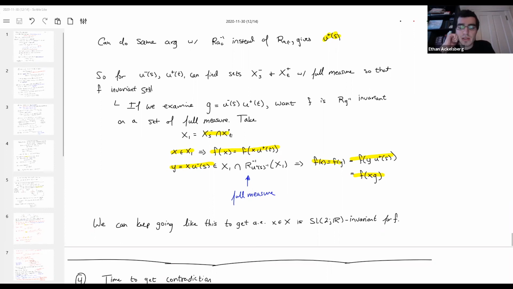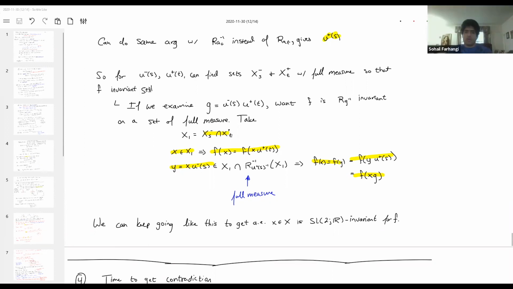Almost. Sure, so once you fix g, you only need finitely many elements of u minus and u plus to generate g. So you're only intersecting finitely many sets of full measure. I think I wanted to declare there are infinitely many g, or uncountably many g, that may all have different full measure sets, but for fixed g, you only have finitely many that you're dealing with. I think I wanted to just declare you can find a set of full measure where it holds for all of them, but I think it's fine as long as you fix it.